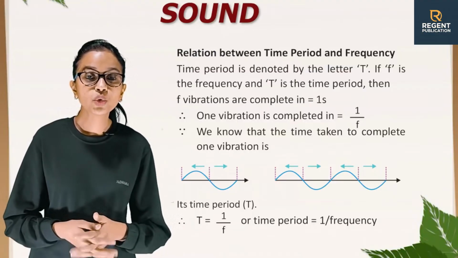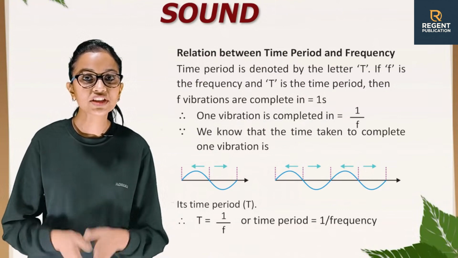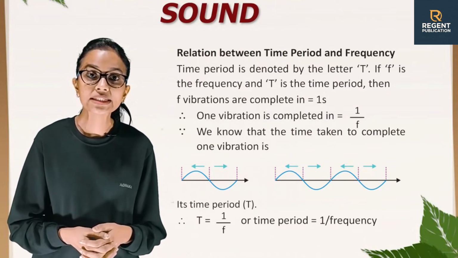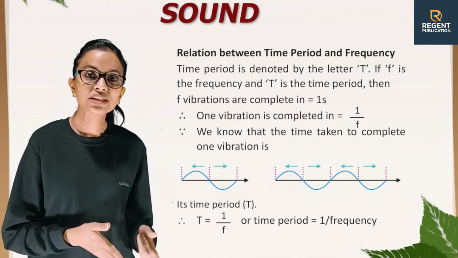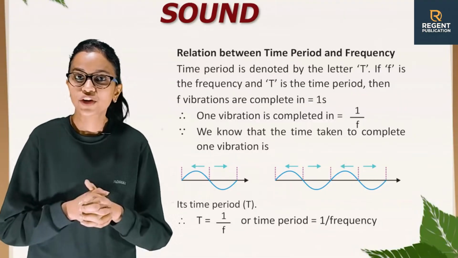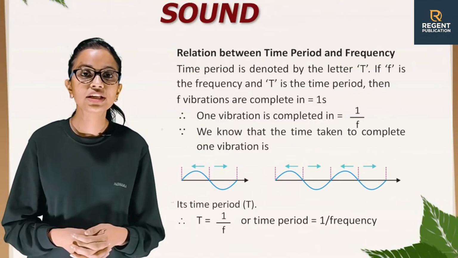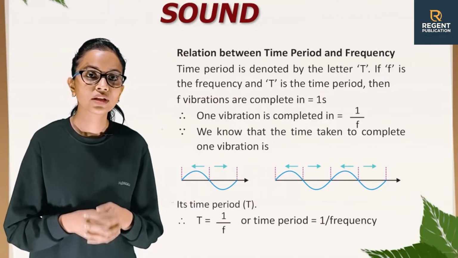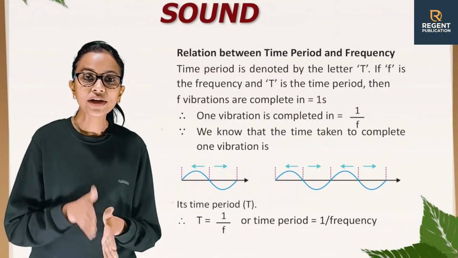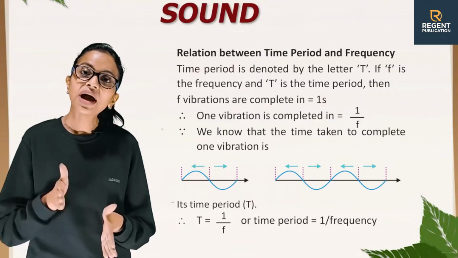Time period is denoted by the letter T. If F is the frequency and T is the time period, then F vibrations are completed in 1 second. One vibration is completed in 1 divided by F, that is, 1 over the frequency. We know that the time taken to complete one vibration is its time period T. T is equal to 1 divided by F, or time period is equal to 1 by frequency.